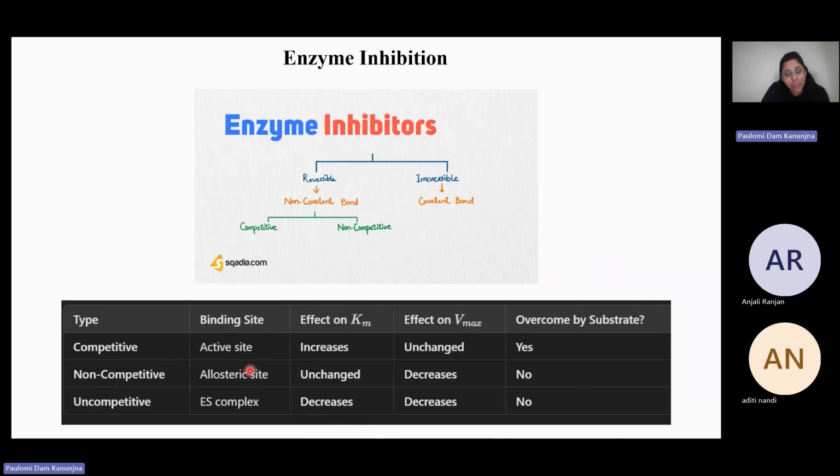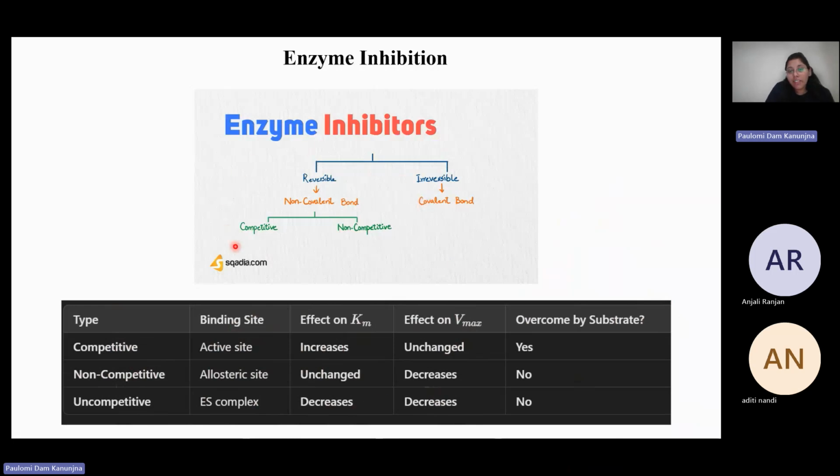So it binds to an allosteric site, so it has no effect on the Km, while the Vmax decreases because the enzyme substrate complex no more breaks down into enzyme and product. Similarly, for uncompetitive, which binds only to ES complex, you have a decrease in Vmax as well as a decrease in Km because it favors the formation of ES complex, right?